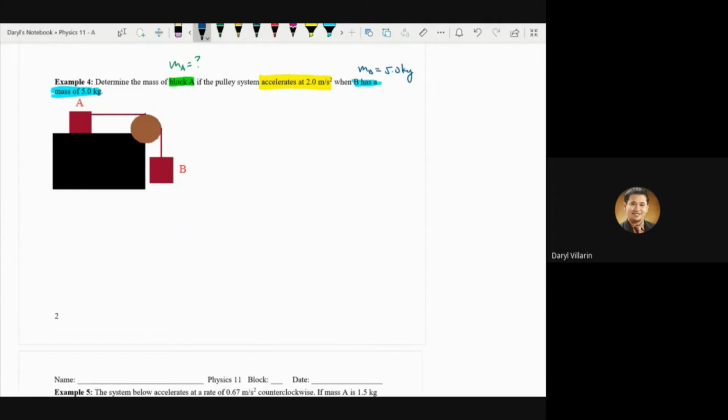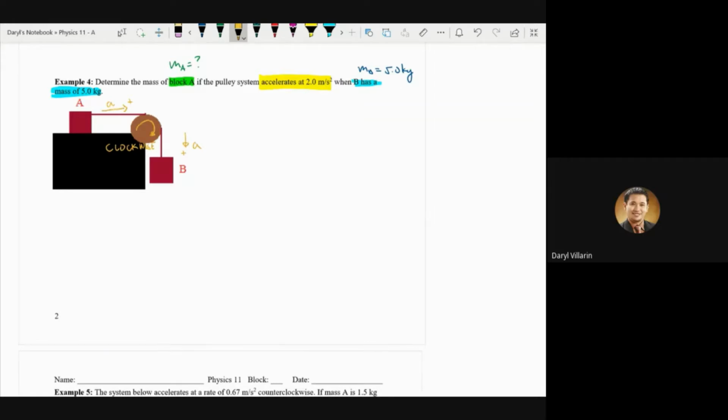So in this particular case, by just looking at the situation, the magnitude of the acceleration is given. However, it's not mentioned in which direction, but by just looking at this one, the acceleration should be in the clockwise direction. So that means that the acceleration of A would be to the right, and the acceleration of B is downward. So therefore, I'm going to set to the right as positive, down as positive for my B.